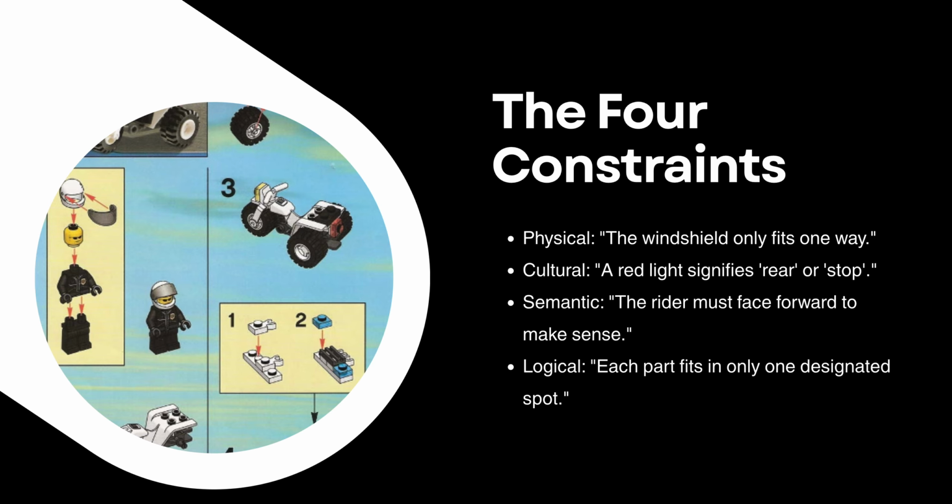These are learned conventions. We know that a red light on a vehicle belongs in the rear. This isn't a physical rule, but a shared cultural understanding that guides our assembly. Third are semantic constraints, which rely on the meaning of the situation. It's semantically obvious that the Lego rider's head should face forward, not backward. The design relies on our knowledge of the world to work. Finally, there are logical constraints. This is problem solving. When you have assembled the whole motorcycle but have one piece left over, it's logically clear that it must fit in the one remaining empty spot. These four constraints work together to make assembly possible.